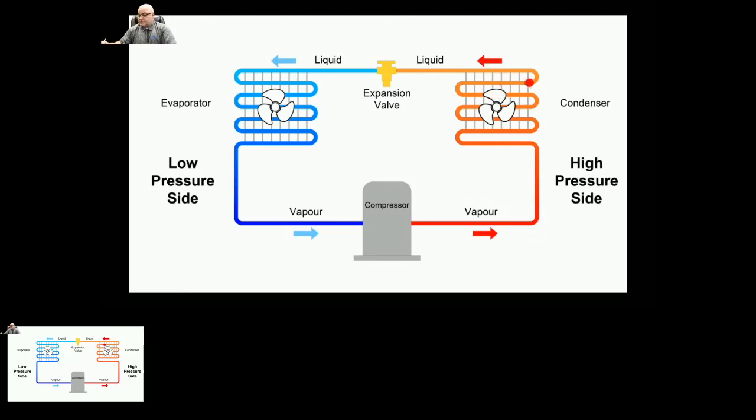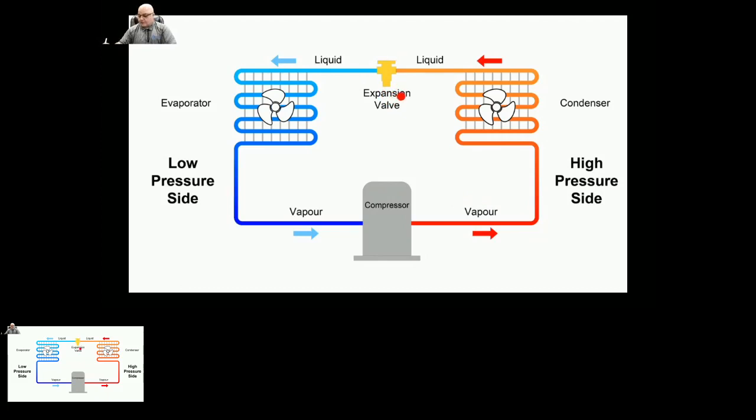refrigerant is going through these pipes of a radiator kind of device, and it is easier now to reject heat to the outdoors because the temperature of the refrigerant is higher than the temperature of the outdoor air. So by losing heat, dropping the temperature and losing heat content, the refrigerant is turning into liquid, and we are sending the liquid to a device that we call a metering device.